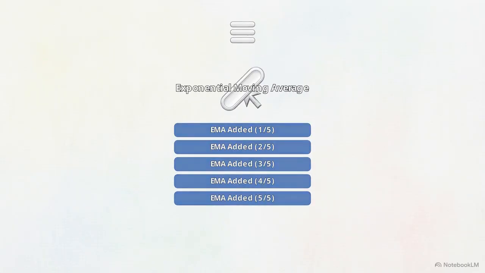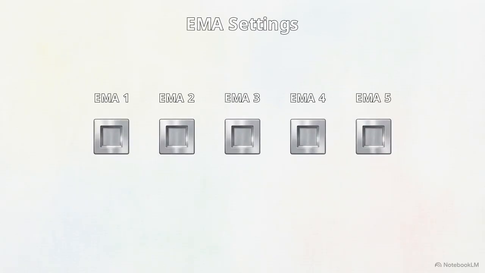Open your platform's indicator menu and add the exponential moving average tool exactly 5 times. Now, go into the settings for each EMA and configure the lengths to this specific sequence: 9, 20, 50, 150, and 200 days. Next, we need to standardize the colors for these lines.